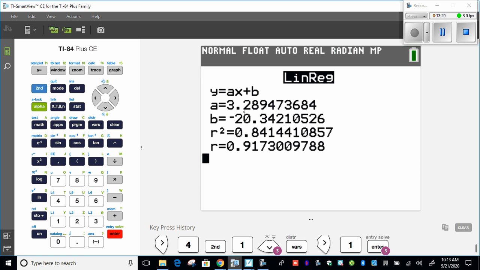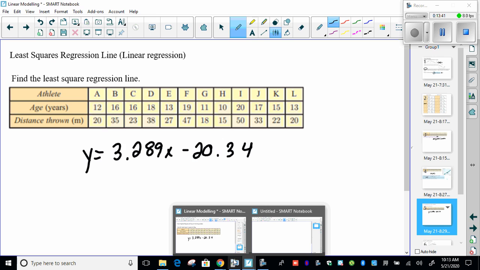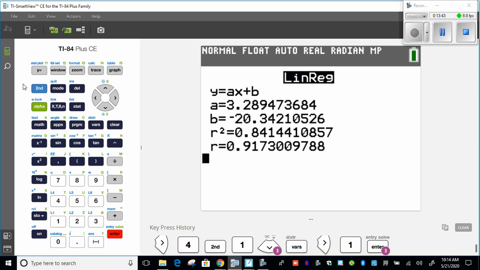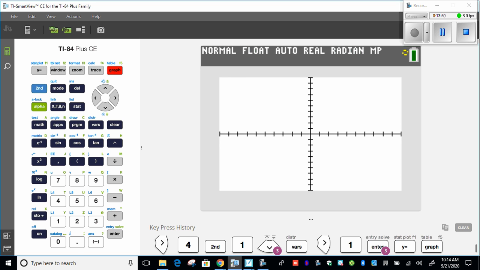So my equation, A is the coefficient of x, B is my y-intercept. So therefore my equation for this is y equals 3.289x minus 20.34. So what I could do then is I can graph this, and I'm just letting my calculator do it. So I stored it in my y1, so there it is. Again, it goes all those decimal points out. So now I can graph it, and it will graph what it actually should be.